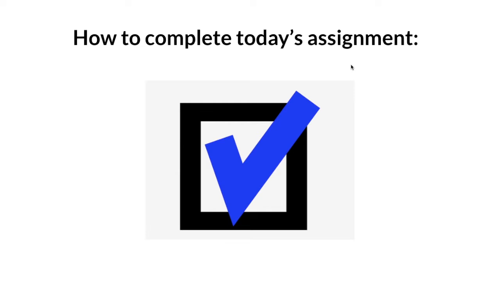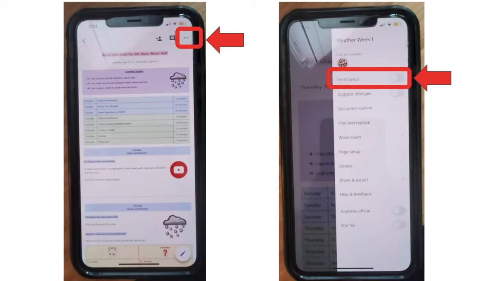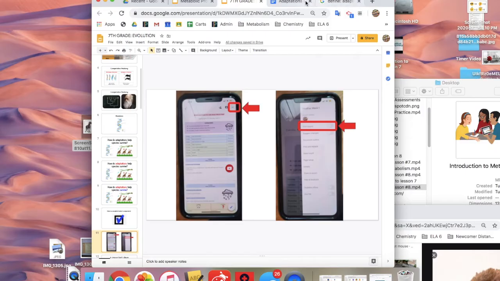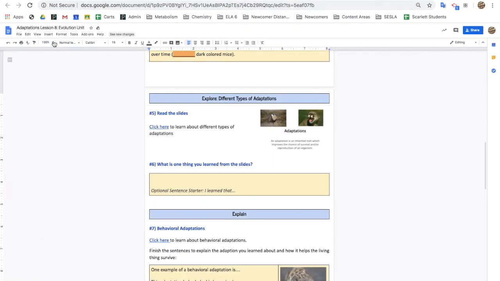How to complete today's assignment. If you're on a phone, make sure you're in print layout. If you're on a computer, make sure to fit the document to your screen.